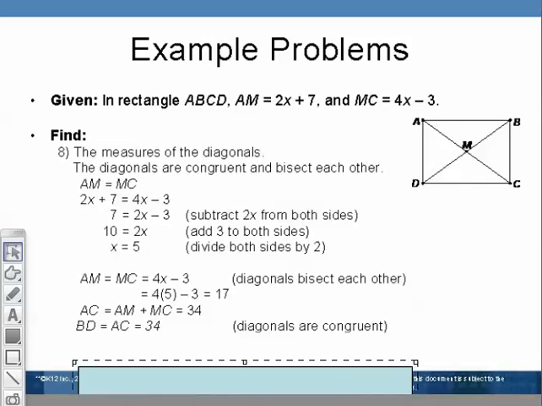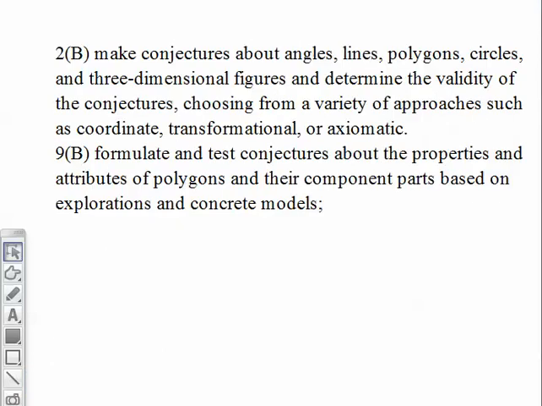So you can see we're using those properties to try to solve a few problems. And that's what we're talking about down here. We're looking at the properties and attributes of polygons and their component parts based upon explorations and concrete models to try and determine some things about other situations.